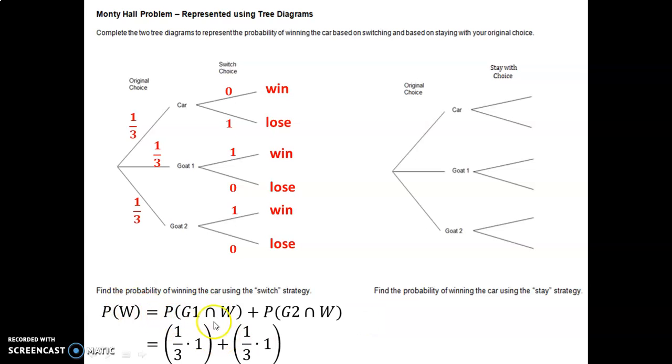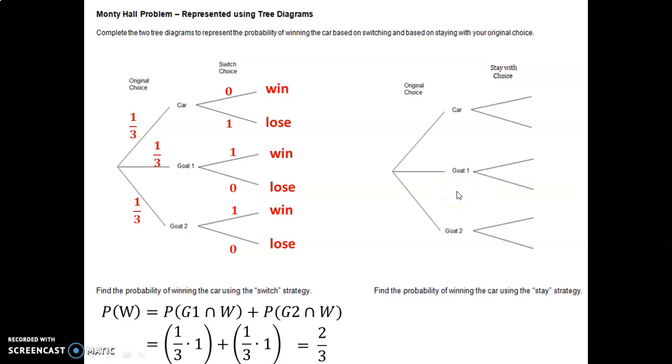So our chance of winning along the first path is 1/3 times 1, and our chance of winning along this path is 1/3 times 1. So we have 1/3 and 1/3, which is 2/3. And we already knew that, but there it is under a tree diagram. It helps to really visualize that option. Now let's do the same thing over here.